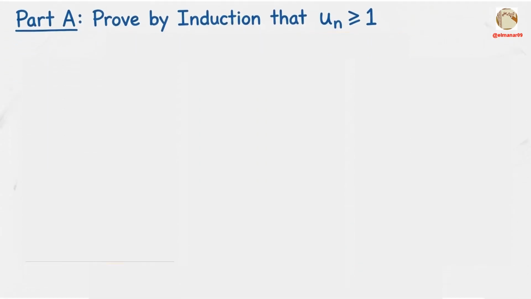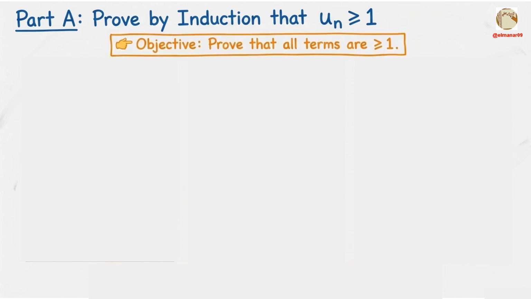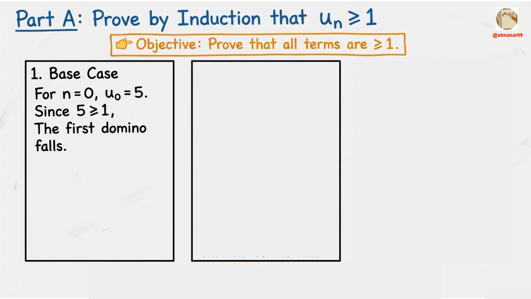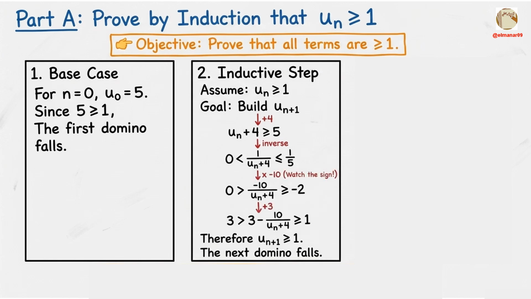Now, we're going to use one of the most powerful tools in math, proof by induction. Think of it like a row of dominoes. Step 1, base case. Does the first domino fall? Since U0 equals 5 and 5 is greater than 1, yes! Step 2, inductive step. We assume a domino falls, Un greater than 1, and try to prove the next one must fall too, Un plus 1 greater than 1.